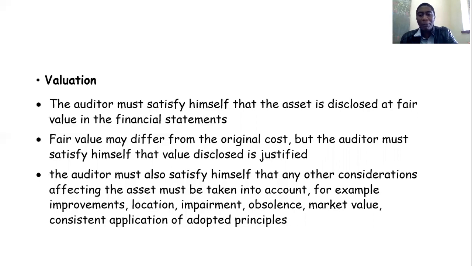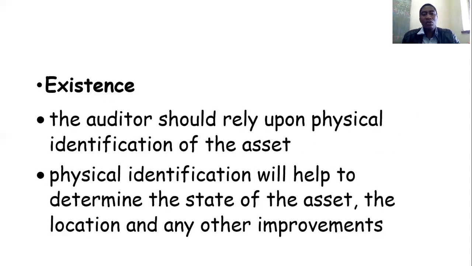Then in terms of impairment and obsolescence, you should know that the 2017 Toyota Hilux does not cost the same as the 2020 Toyota Hilux. Then we go to existence. The auditor should rely upon physical identification of the asset. Physical identification will help to determine the state of the asset, the location, and any other improvements.